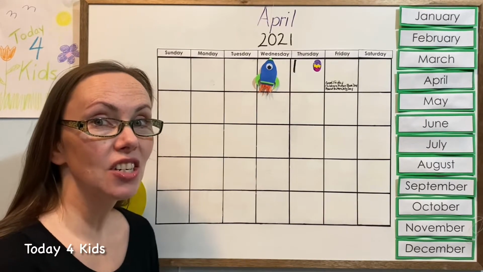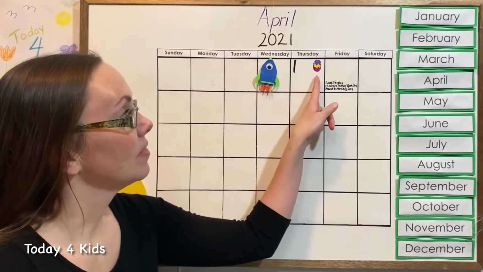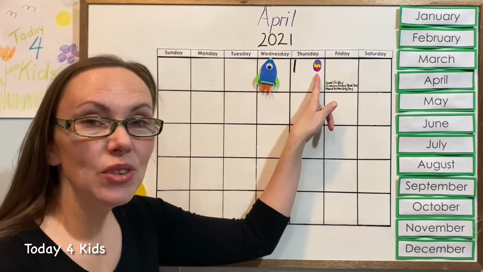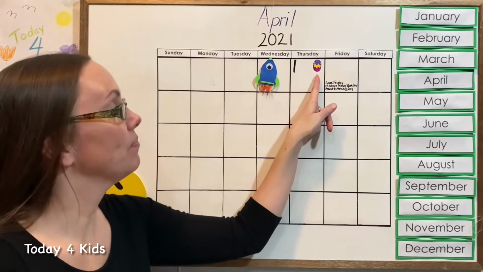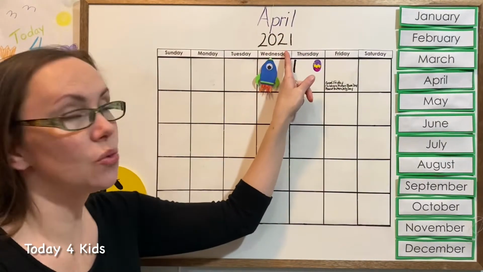It's a little bit easier today because we only have one shape. Do you see it? That's right, the Easter egg. We drew an Easter egg in yesterday's square. And yesterday was Thursday, April 1st, 2021.